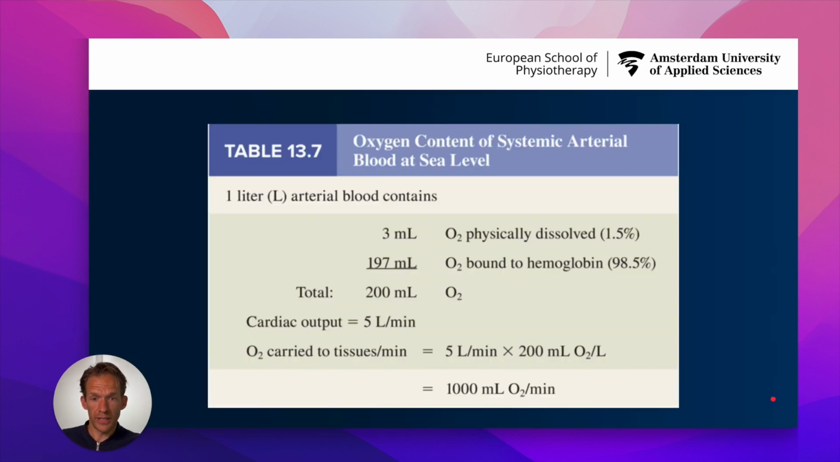To summarize, here you can see the table that shows you the different numbers. So the amount of free O2 is only 3 milliliters per each liter. The amount of O2 bound to hemoglobin is 197. Altogether, if you look at a cardiac output of 5 liters per minute, you can see that your body now has the capacity to transport roughly 1 liter of O2 each minute based on this cardiac output of 5 liters.